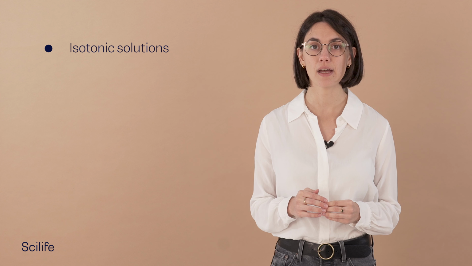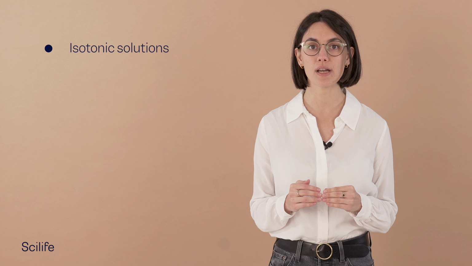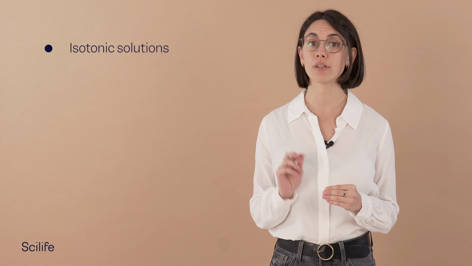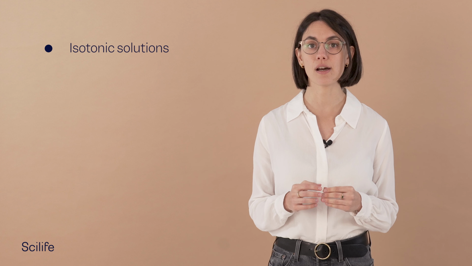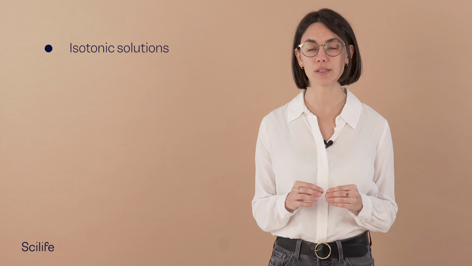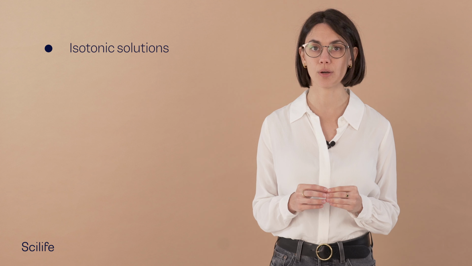Tonicity is the difference in osmotic pressure between two solutions separated by a partially permeable membrane. There are three types of solutions with different osmotic pressures: isotonic solutions, hypotonic solutions, and hypertonic solutions. Isotonic solutions have the same osmotic pressure as the body's fluids and will not cause any damage or disruption to the cells. This is why isotonicity is a critical characteristic of a sterile dosage form.